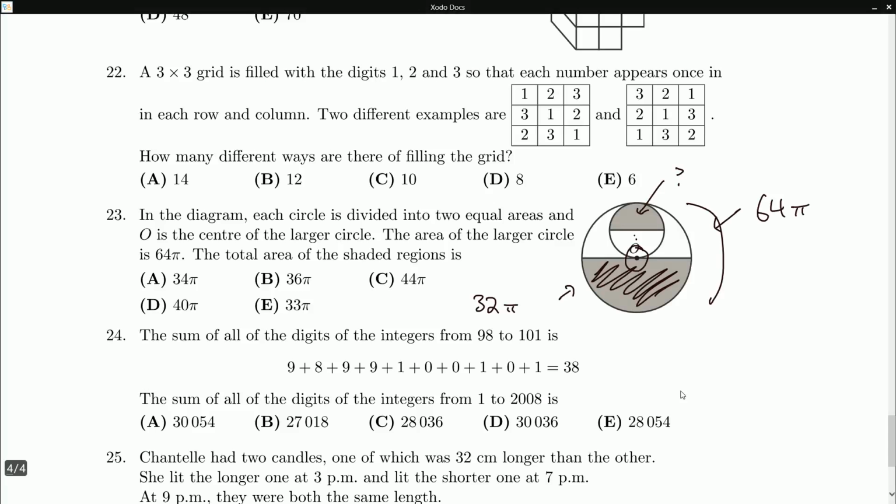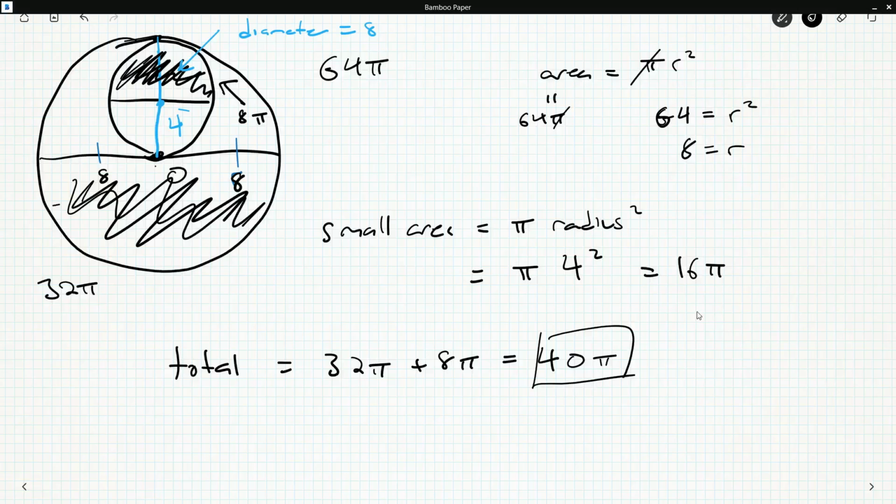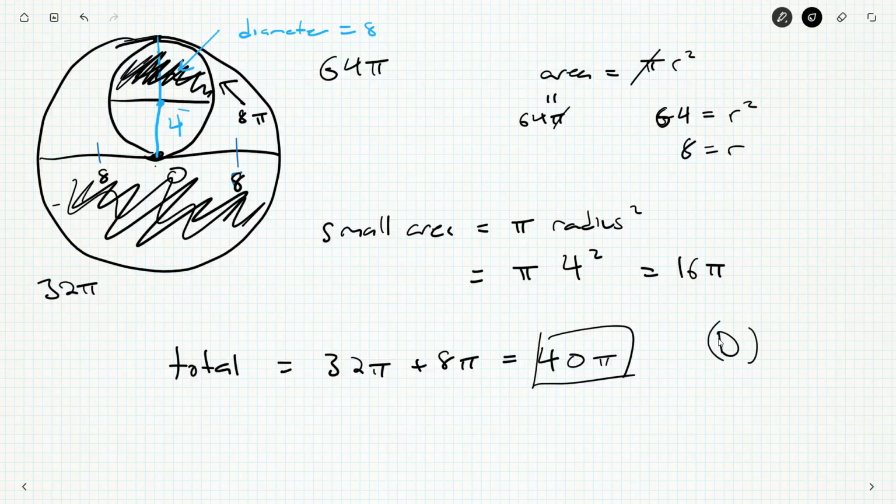Okay, and 40 pi is down there, it's D. So it's D, and that finishes off question 23.